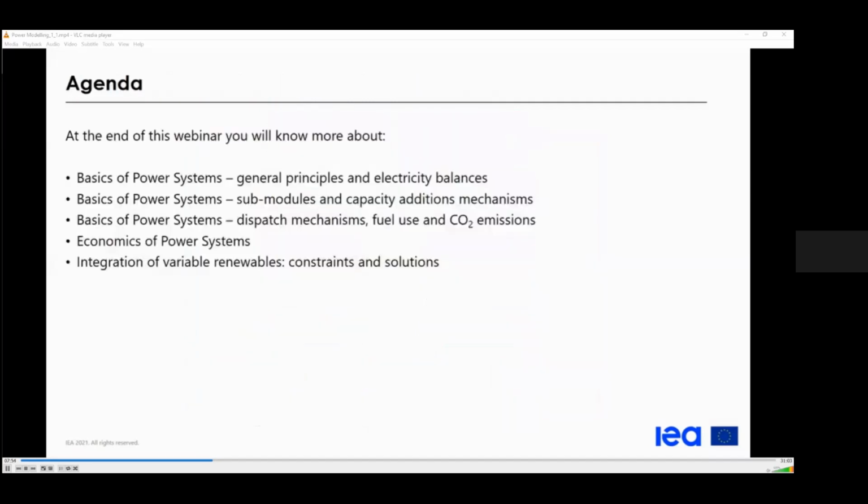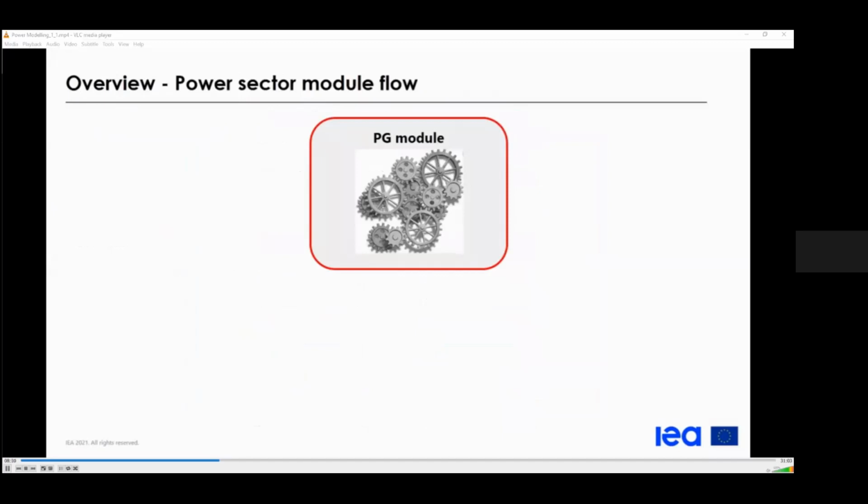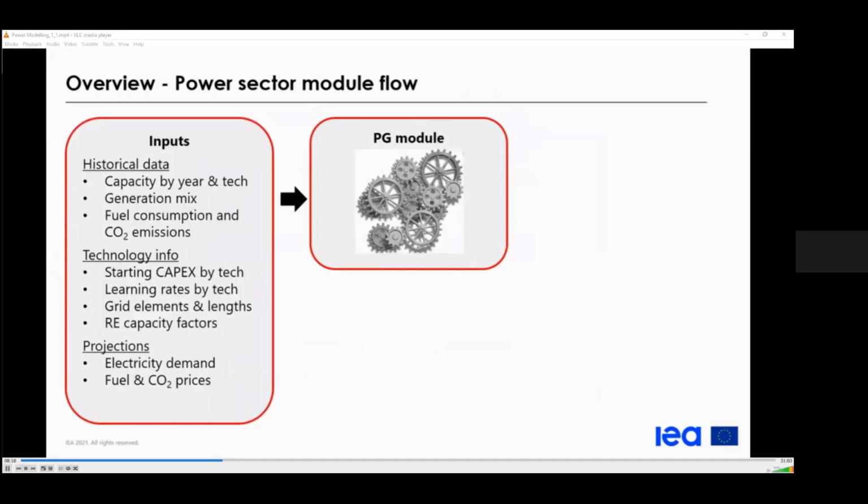Now let's move on to the next section of this power supply modeling session. So we will touch upon in more detail what the sub-modules of the power sector module in our model are. If we have a closer look at the power sector generation module, we have inputs flowing in. We need a lot of historical data, such as capacity by technology, by year. We need information on the generation mix and the fuel consumption.